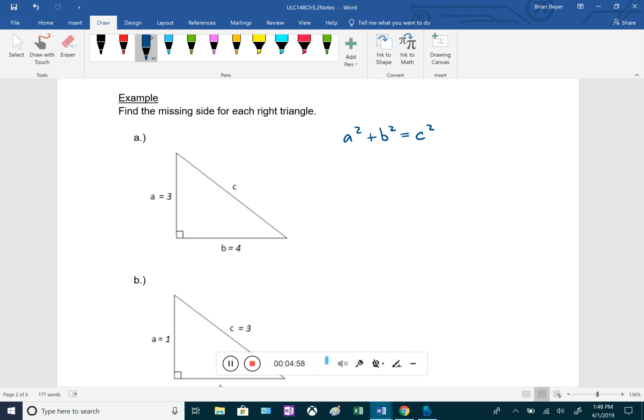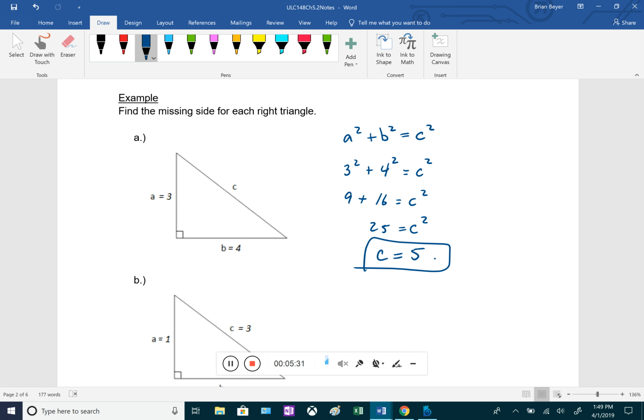Filling in our values here, we have 3 squared plus 4 squared equals c squared. That's 9 plus 16 equals c squared. 25 equals c squared. Take the square root, and we get c equals 5. Remember that technically what we would get here is plus or minus 5 when we take the square root of both sides of an equation, but since we're dealing with lengths, it's only going to be positive 5 that we're using.